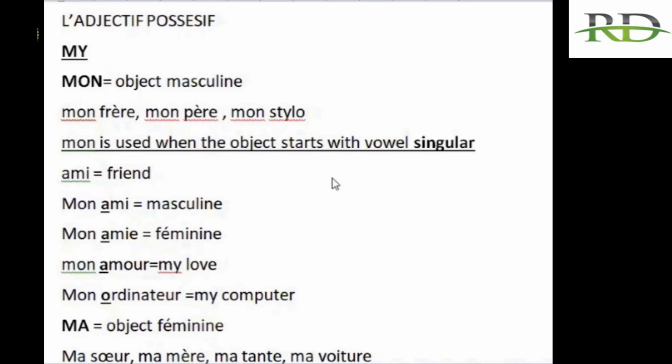Okay, good. So I was saying that how to say my, your, and their in French. As you know, French is a gender-based language. So how are you going to say that in French? Same as Urdu, like you say mera, meri, and mere.